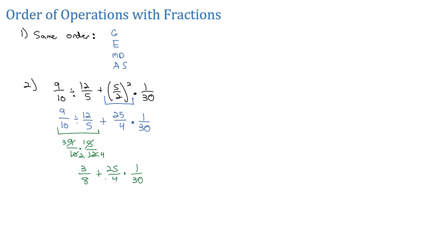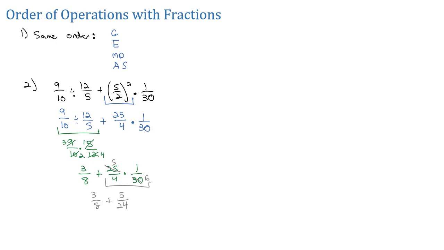Continuing the multiplication and division from left to right, multiplication is going to come next. I can reduce the 25 and the 30 by dividing by 5 to get 5 and 6. So we end up with 3/8 plus 5 over, multiplying across, 24.